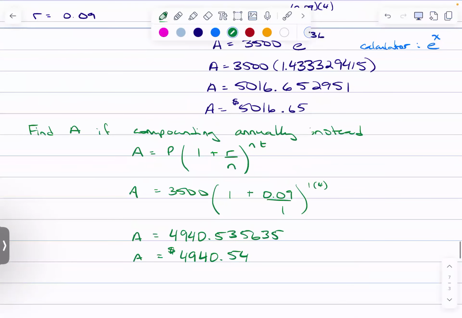Compared to 5,016 and 65 pennies if I was compounding continuously. Right? So these are kind of your two extremes, right? But there's not that big of a gap between these two, right? It's big. I think I prefer the 5,016 if I had a choice, but not as big as you would expect when you think about compounding continuously.